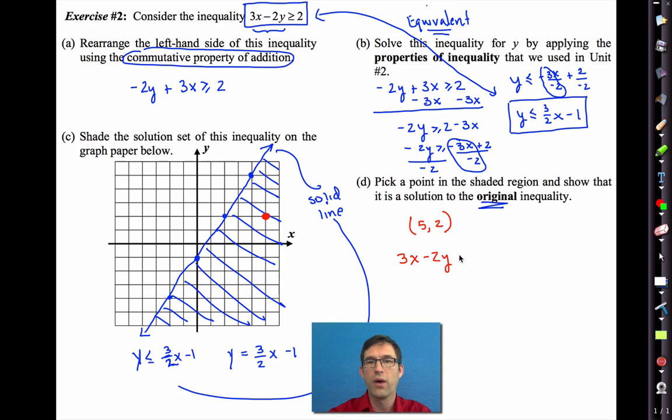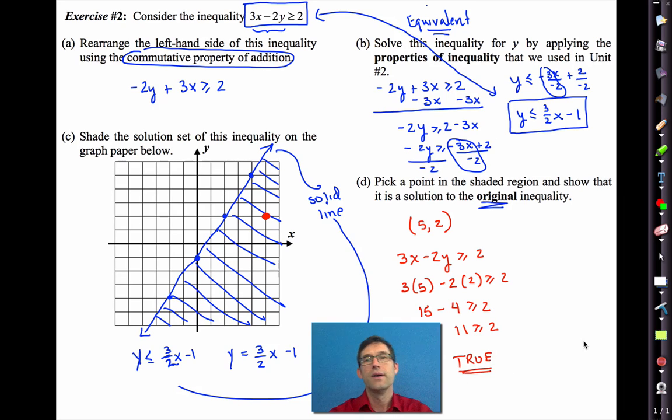Let's see if 5, 2 works in the original inequality. 3x minus 2y is greater than or equal to 2. Where there's an x, I'm going to put in a 5. Where there's a y, I'm going to put in a 2. 3 times 5 is 15. 2 times 2 is 4. 15 minus 4 is 11. And 11 is greater than or equal to 2. And that's true.